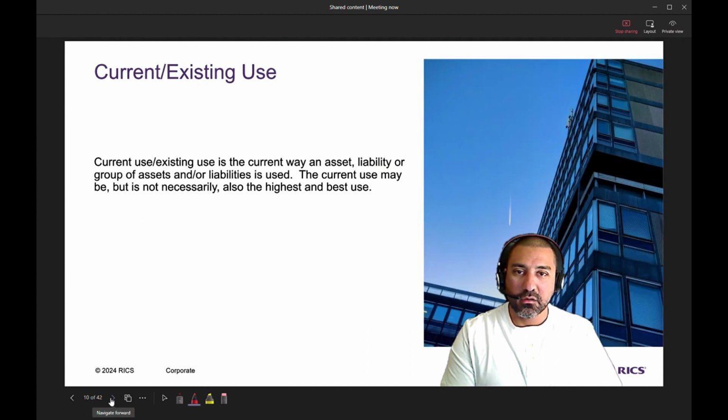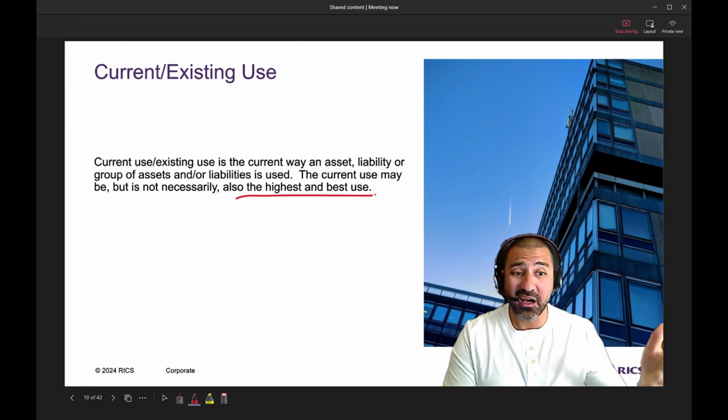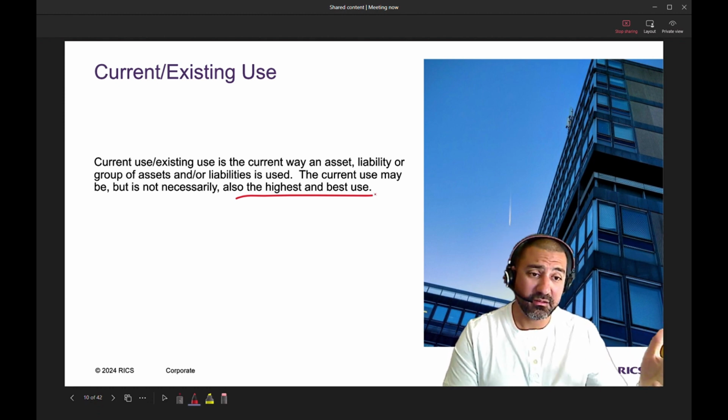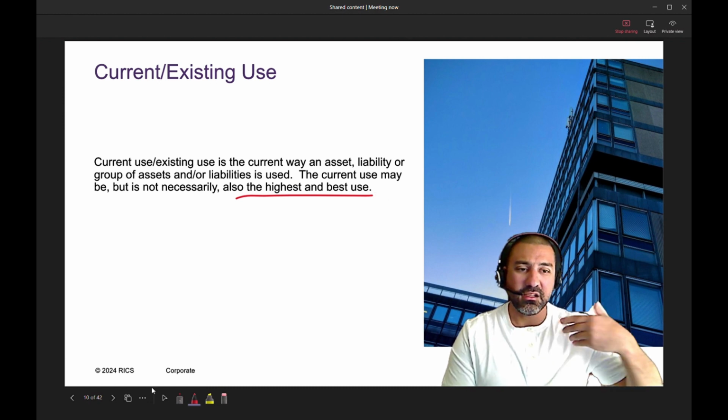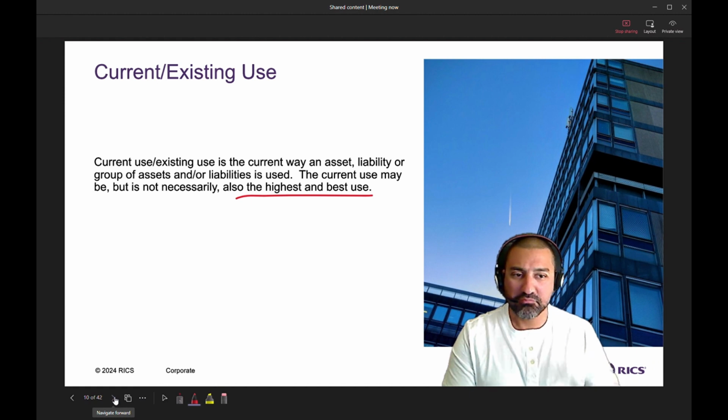All right. Current use, as we've mentioned, is the actual use. It could be the highest and best use. I mean, a residential apartment is a residential apartment. There's no really higher and better use than having it be considered residential, or it could not be. But it's basically the going concern value, right? Being used as is in its current form.